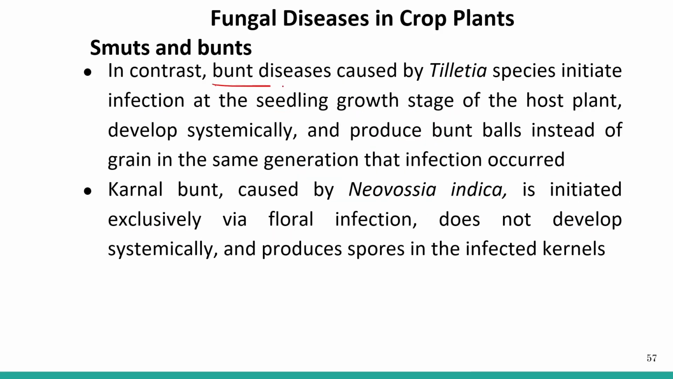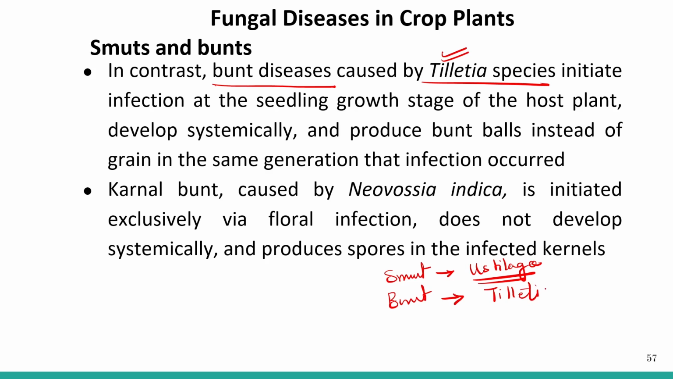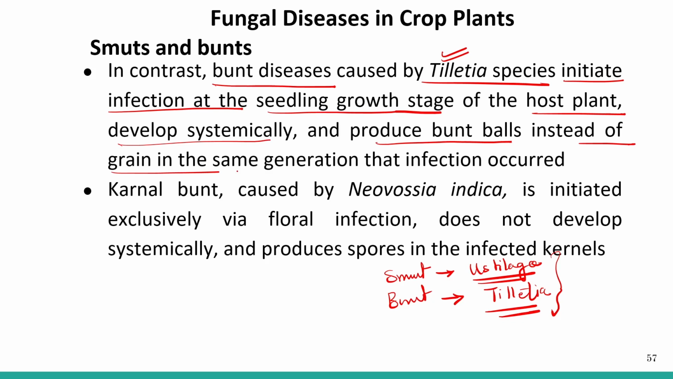In contrast, bunt disease caused by Tilletia species, very important. So you have to remember, smut is caused by Ustilago species, right? And bunt is caused by Tilletia species, right? So you have to remember this. Bunt disease caused by Tilletia species initiates infection at the seedling growth stage of the host plant, develops systemically and produces bunt balls instead of grain in the same generation that infection occurred.